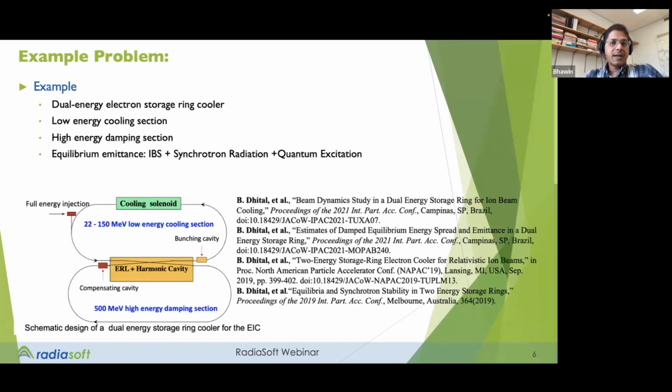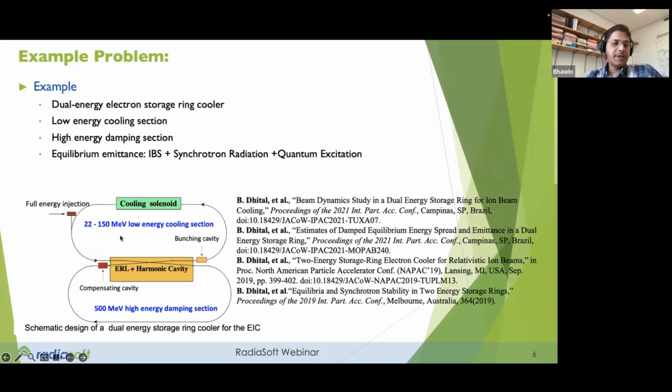So here is an example. This is a dual energy electron storage ring cooler. This example is given because this is one of the possible designs we were studying for the electron ion collider cooler concept, and it has two rings. One is a low energy ring, another is a high energy ring.